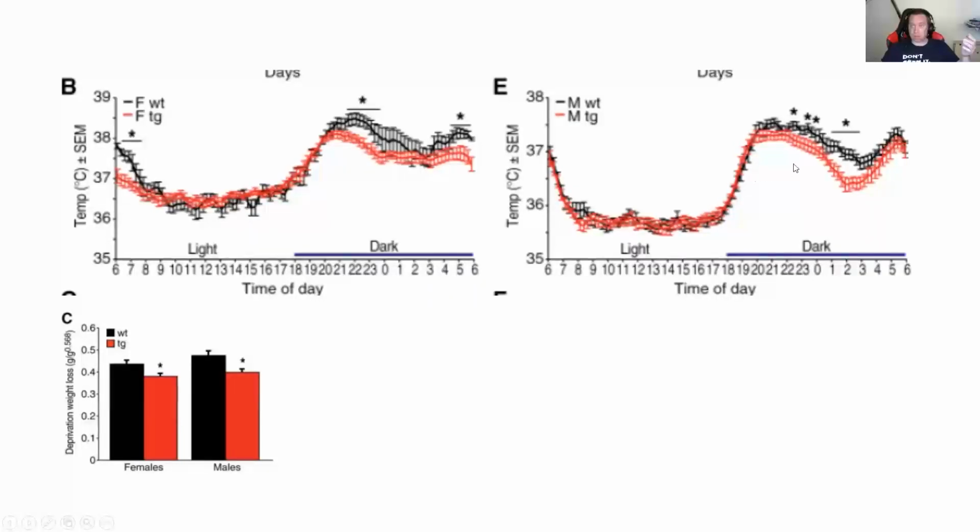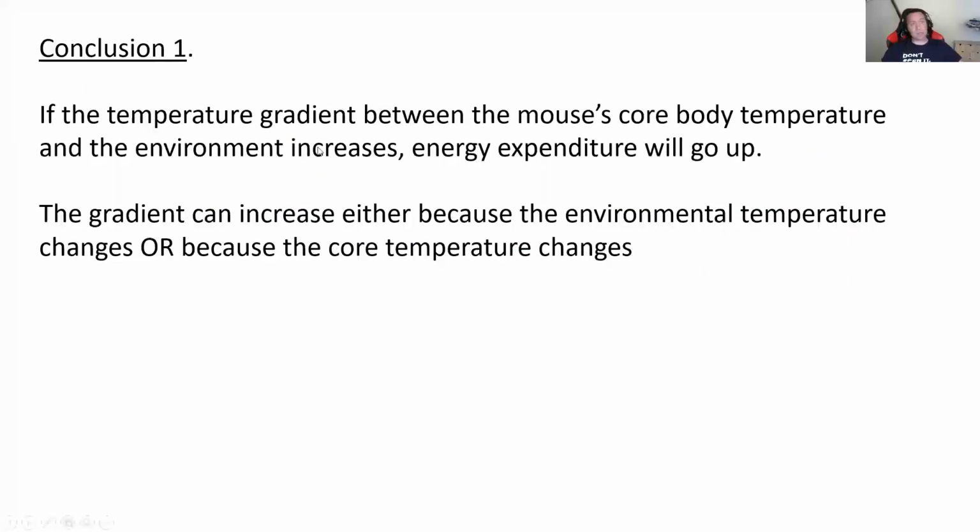So the red lines are the transgenic animals. And also, as a marker of energy expenditure, they fasted the mice and asked how much weight did they lose. And the mice defending a lower core body temperature, and again, we're looking at about half a degree, lost less weight in a paradigm where they had no food. So the differential is strongly driven by energy expenditure. They didn't have calorimetry in this experiment. So we will conclude, if the temperature gradient between the mouse's core temperature and the environment increases, energy expenditure will go up. The gradient can increase either because the environmental temperature changes or because the core temperature changes.